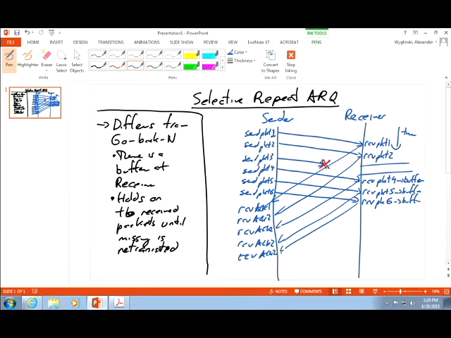So as a result, there's also that timeout, just as before. So timeout for packet 3, sorry, I'm sorry. And then we retransmit, so we send packet 3.